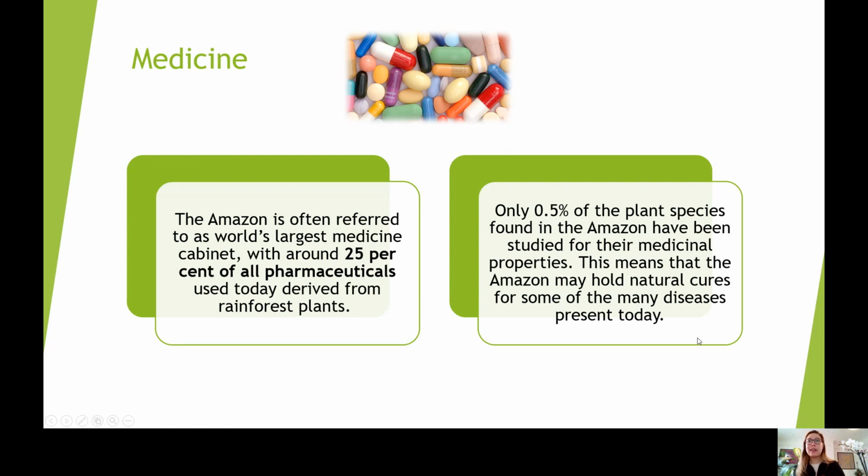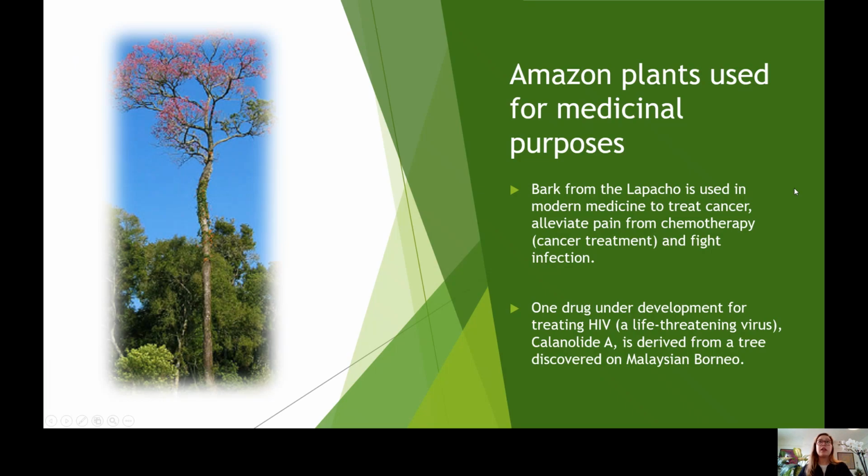So thinking about that, only 0.5% of the plant species found in the Amazon have been studied. There's so much more to be discovered about the amazing properties that Amazon rainforest plants may have, and we might be able to find more cures for diseases in the future. We probably will. The Amazon plants used for medicinal purposes.